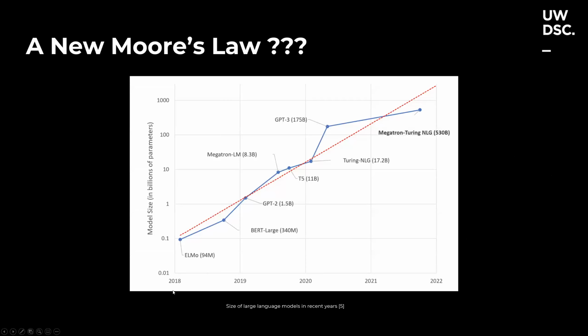And if you look at the growth trend for neural networks, especially for large language models, it's growing exponentially, and it seems to be a new Moore's law. And as you can see, Megatron Turing is pretty huge, around 530 billion parameters for a single neural network.